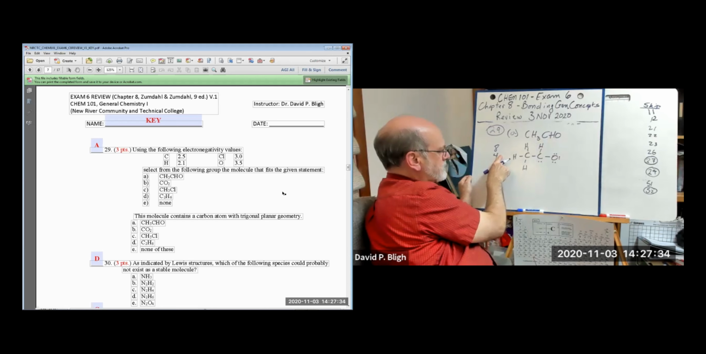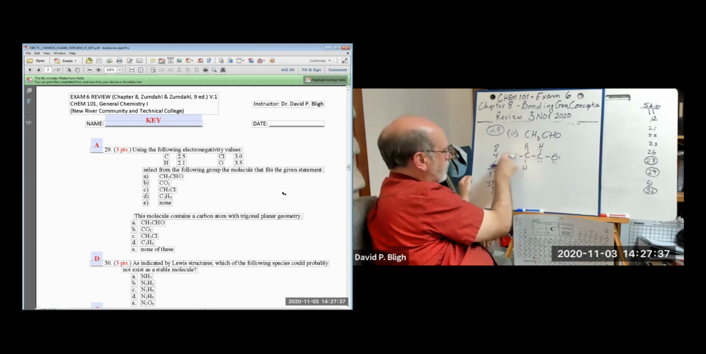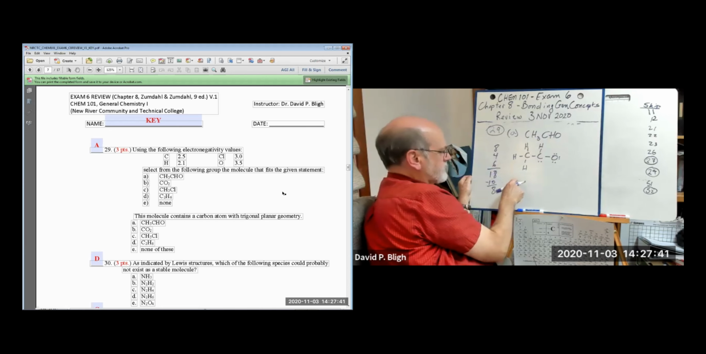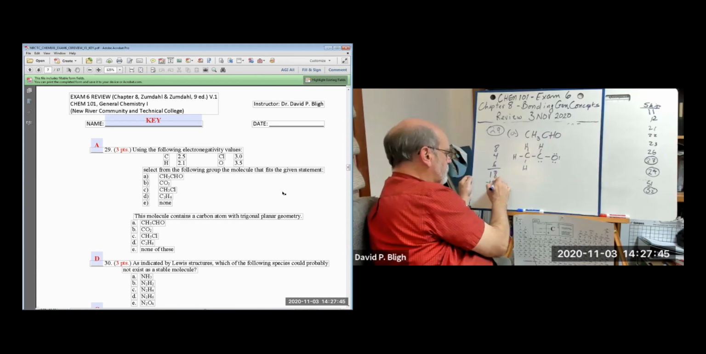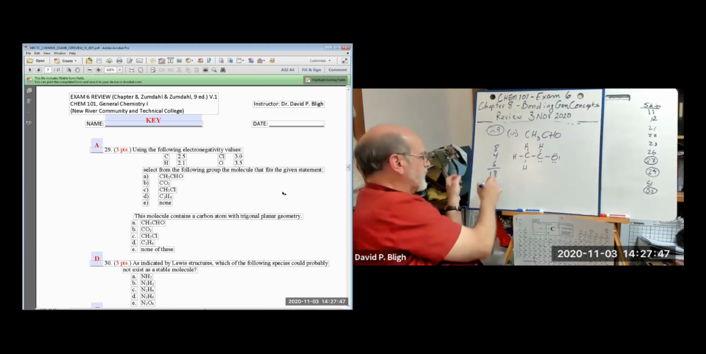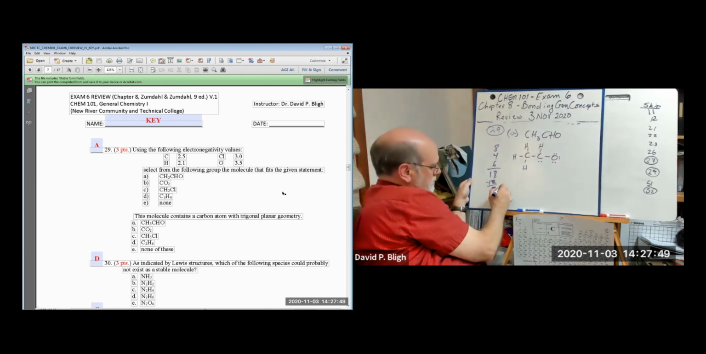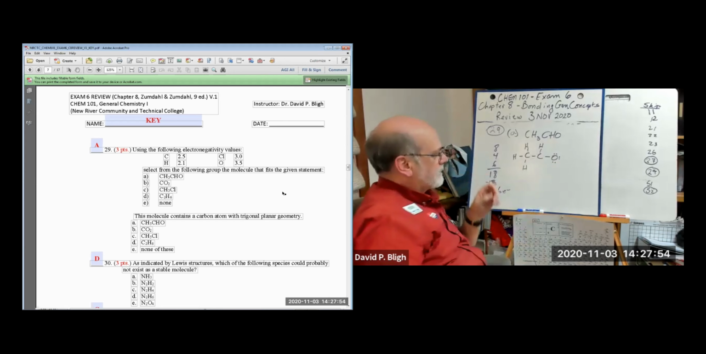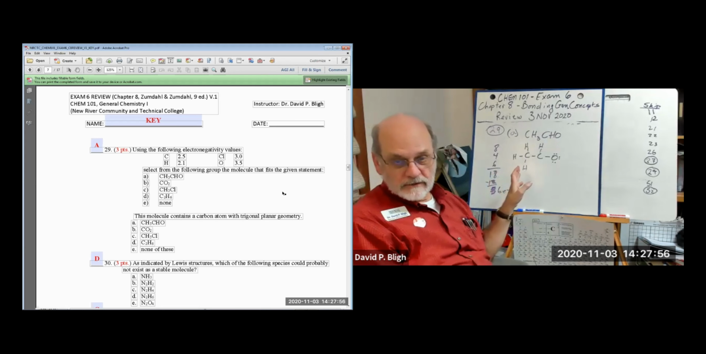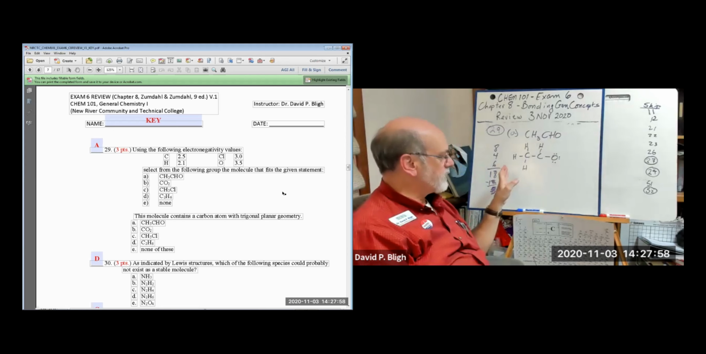There's 4 for hydrogen. 4 and 4 is 8 there. 6 for oxygen. 18. That's good. 2, 4, 6, 8, 10, 12. 12. Miscalculated. 6 electrons. 2, 4, 6. All right. So there's where we start from, this molecule.